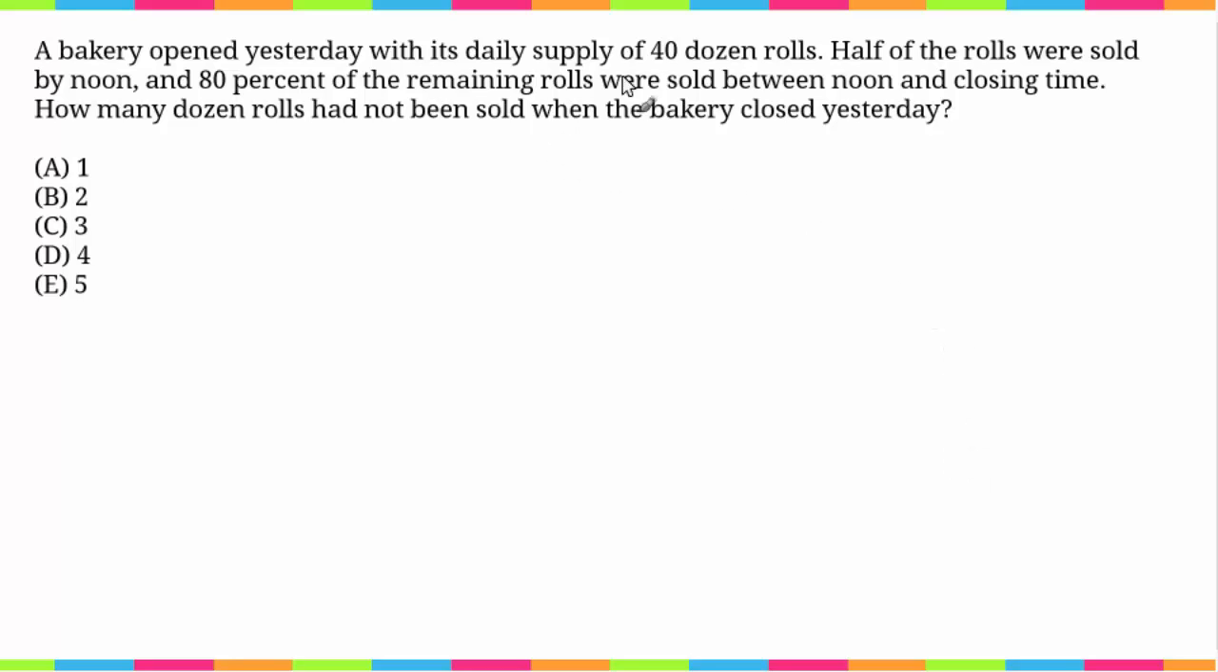Okay, so the bakery starts with 40 dozen rolls. Half of the rolls were sold by noon. So between, let's just say morning to noon, they were minus 20 rolls, so the total they have left is 20.